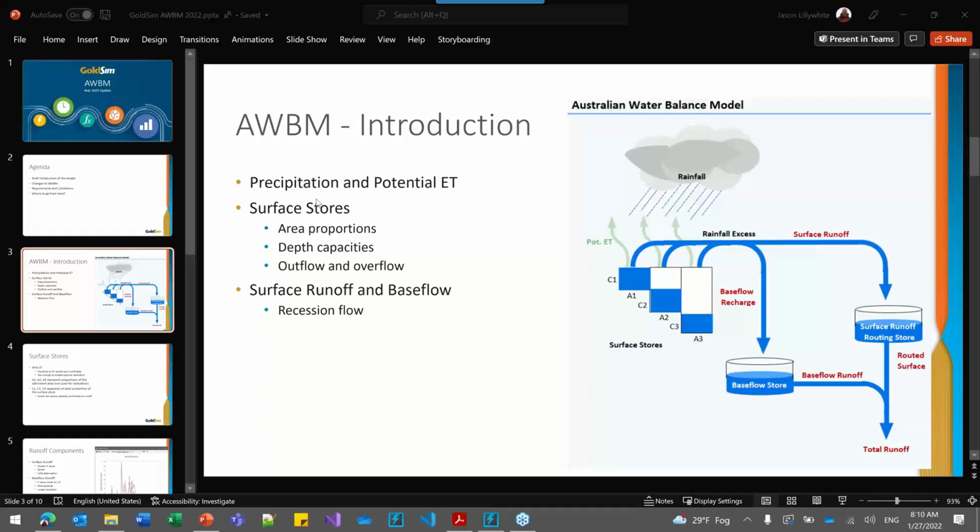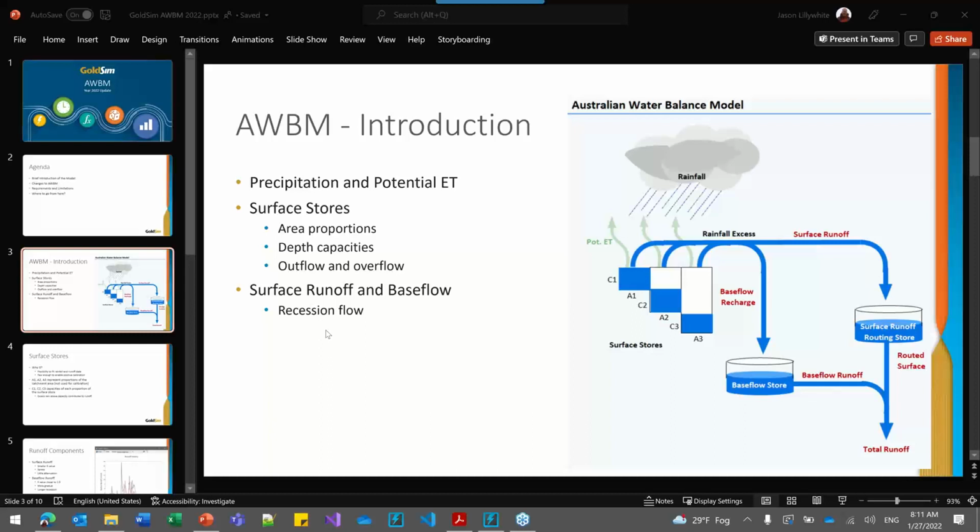Somebody said it's called Australian WBM. Can you speak to the options, possibility, and limits of using this model structure in the continental US? Yeah, that's a good point. And when I get into the surface stores, I can talk about that certainly. You're right, it is called Australian because some of the parameters that are used, mainly the A values in the surface stores, were calibrated for many sites in Australia.